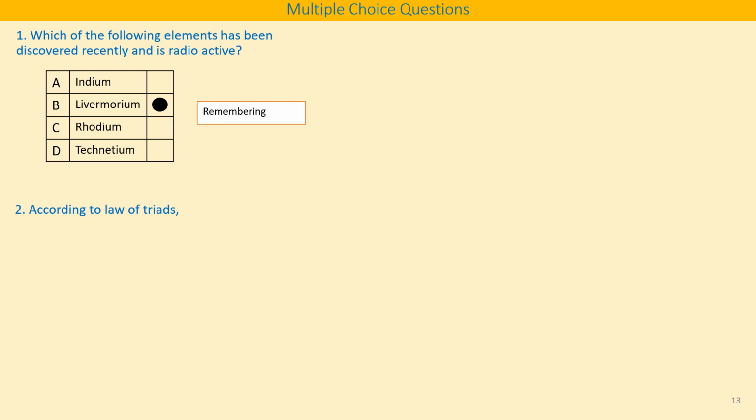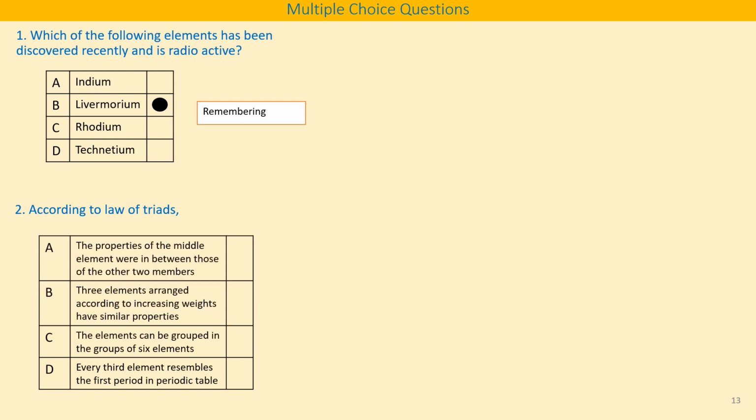Next question. According to law of triads, you have to identify the correct answer. 4 options are given. Option A, the properties of the middle element were in between those of the other 2 members. Option B, 3 elements arranged according to increasing weight have similar properties. Option C, the elements can be grouped in the group of 6 elements. Option D, every third element resembles the first period in periodic table. Please pause this video and mark your answer and compare with my answer, which is given here. The correct answer is the properties of middle element were in between those of the other 2 members.